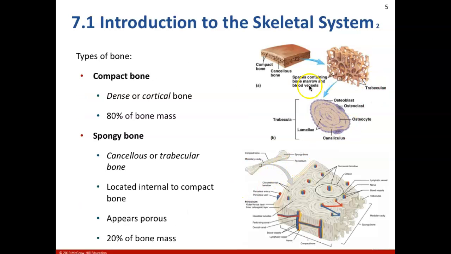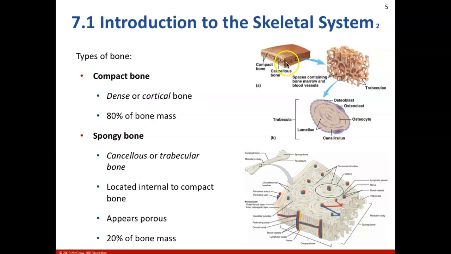First, let's talk about the types of bone. We have compact bone, which you could see pictured over here. It is more dense, and we also call this cortical bone, and it makes up about 80% of our bone mass. The other type of bone we have is spongy bone, and you can see it kind of looks like a sponge here. We also call spongy bone cancellous or trabecular bone, and we're going to find this located internal to the compact bone.